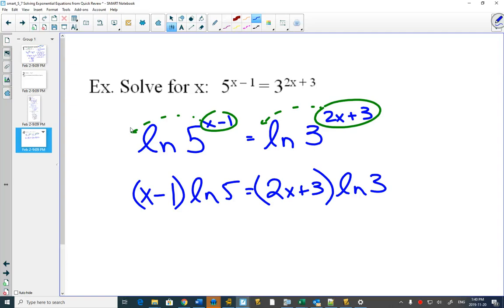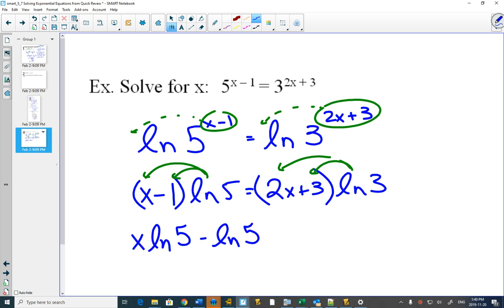So I'm going to distribute. I'm going to distribute the natural log 5 to both of those. I'm going to distribute the natural log of 3 to both of those. What is that going to give me? It's going to be x natural log of 5 minus natural log of 5 equals 2x natural log of 3 plus 3 natural log of 3. So I just distributed.